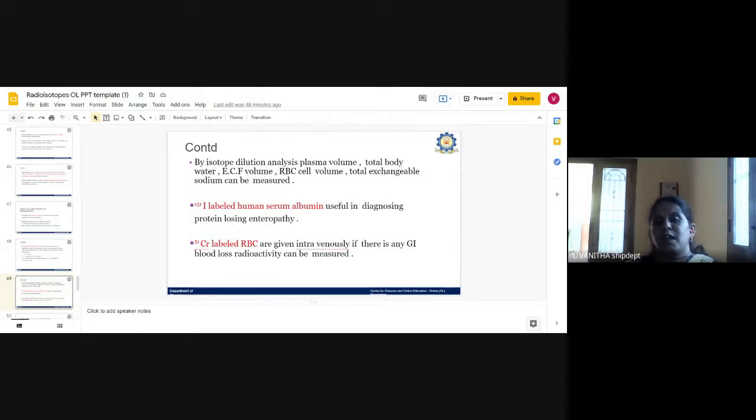Next one is chromium-51. It is used to label red blood cells, which are given intravenously, so that if there is any gastrointestinal bleeding, the radioactivity can be measured.